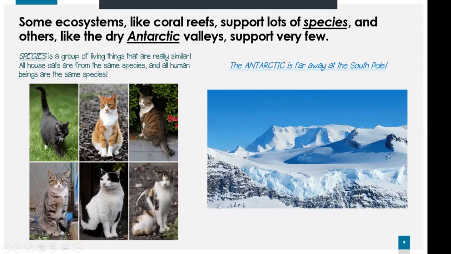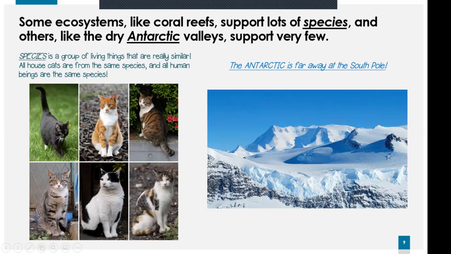Some ecosystems, like coral reefs, support lots of species, and others, like the dry Antarctic valleys, support very few. Now, I know that this cat picture is kind of confusing, because it says some ecosystems like coral reefs support lots of species, but the pictures are going along with the words to help you understand the word species. If you look at your work packet, it says species is a group of living things that are really similar. All house cats are from the same species, and all human beings are the same species.